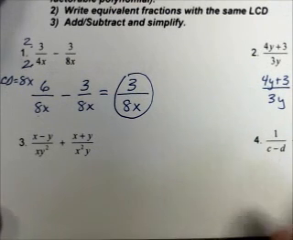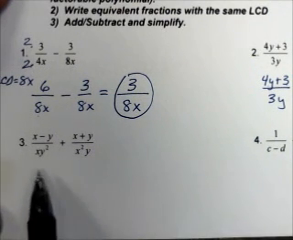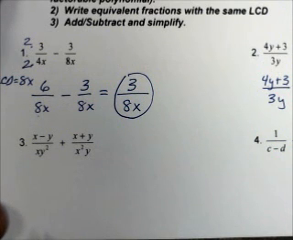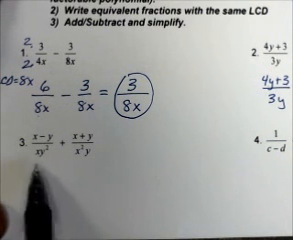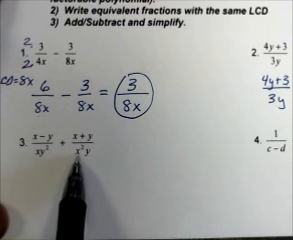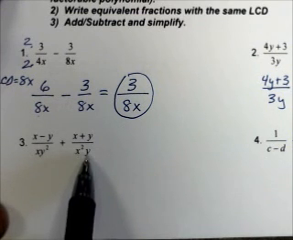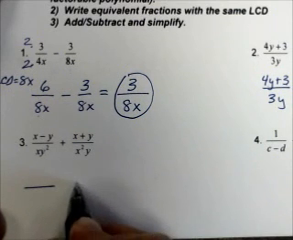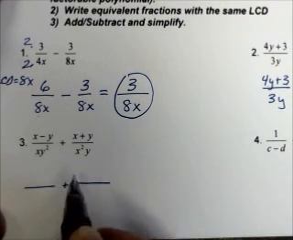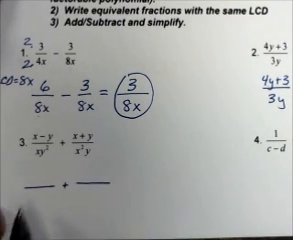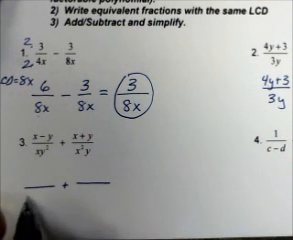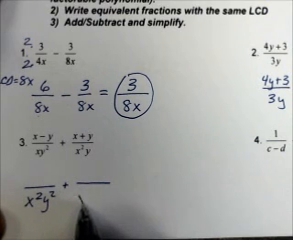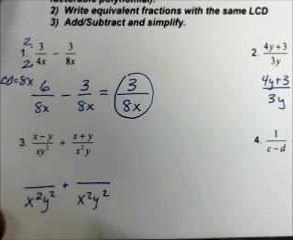Number 3. We have denominators of x, y squared, and x squared y. Well, okay, go to the larger one. This has an x squared and a y. This has an x and a y squared. So we need each the greatest number of times, in which case we need x squared and also y squared. So x squared y squared is our least common denominator.